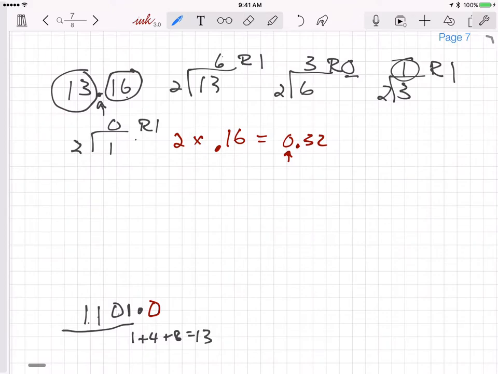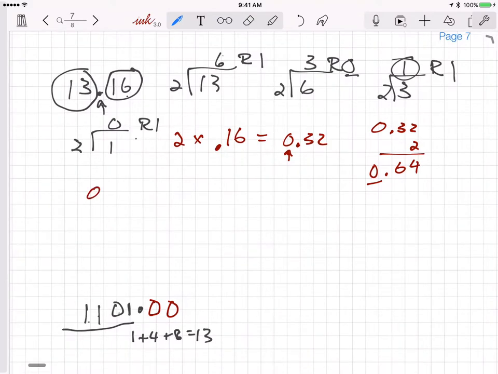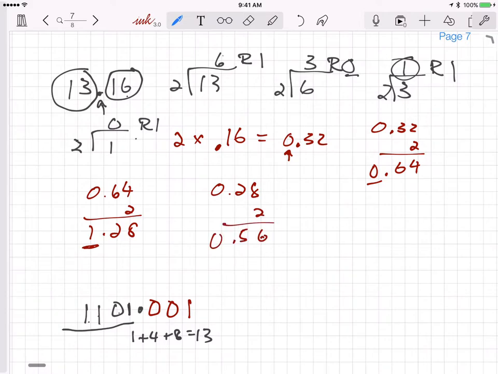Okay, now I have 0.32. What's 2 times 32? Here, let me write it like this. Might be easier. 2 times 32 is 64 with another 0 in the units place. So I put a 0 there. Okay, now I have 0.64, multiplied by 2, I get 1.28, and I have a 1 in the units place finally. So I put a 1 there. Now I subtract off the 1 and I go 0.28, multiply by 2. That's 0.56, I still have another 0. So I put a 0 here.